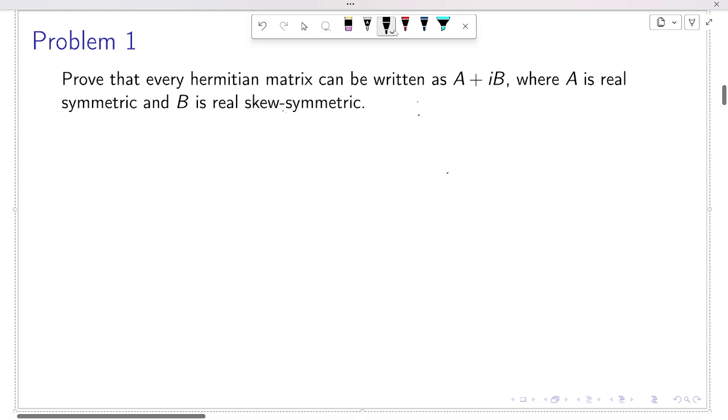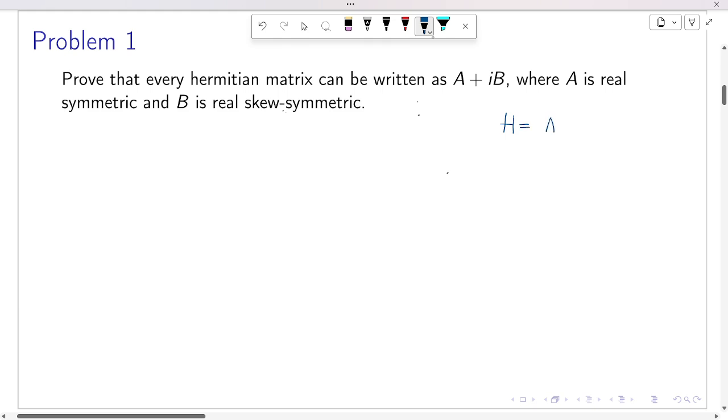The problem is: prove that every Hermitian matrix can be written as A plus iota B, where A is a real symmetric matrix and B is a real skew symmetric matrix. So what do we want? We have a Hermitian matrix, say H. We want to write this matrix as A plus iota times B matrix, where A is a real symmetric matrix and B is a real skew symmetric matrix. Let us have the idea and then we will write the detailed solution of this problem.